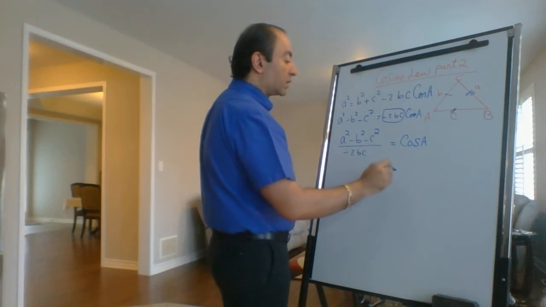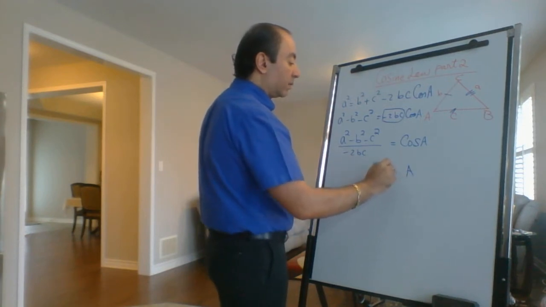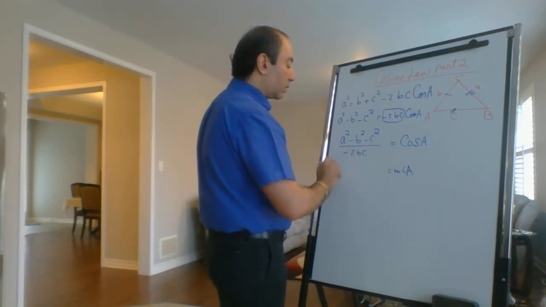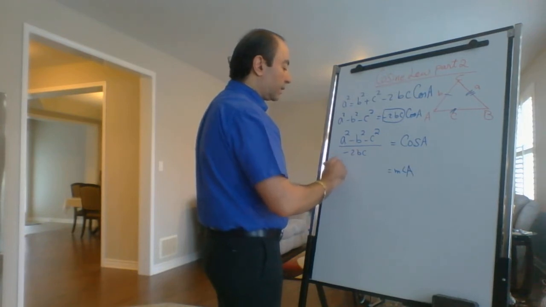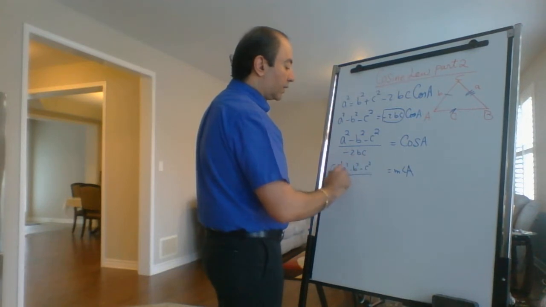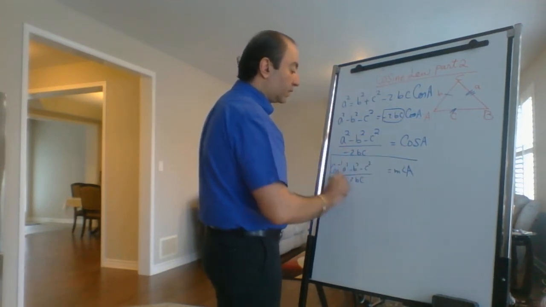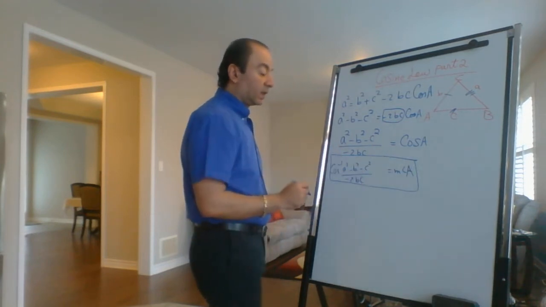Then the measurement of angle A will equal cosine negative 1 of a squared minus b squared minus c squared over negative 2bc, and this will give me the measurement of angle A.